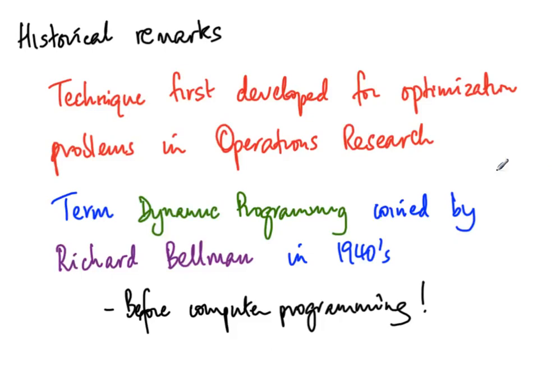But before we conclude this introduction, let's just look at some historical background. So this technique of solving problems by looking at sub-problems was actually first developed in operations research in order to solve various optimization problems, and this came from the middle of the 1900s. And the term dynamic programming was actually coined by Richard Bellman in the 1940s. And the thing to note is, of course, that the term programming in dynamic programming has nothing to do with computer programming, because this was well before computer programming was actually a common thing. Computers were just beginning to be invented around this time.